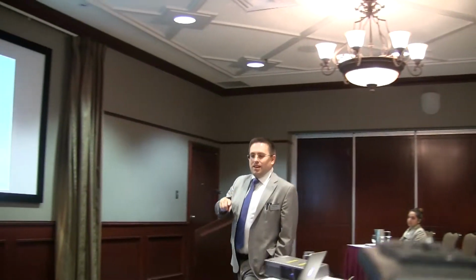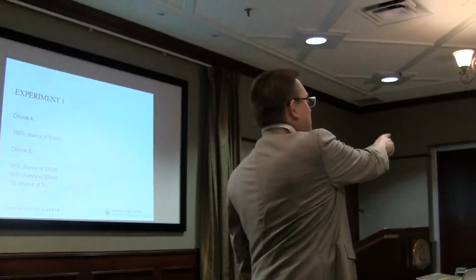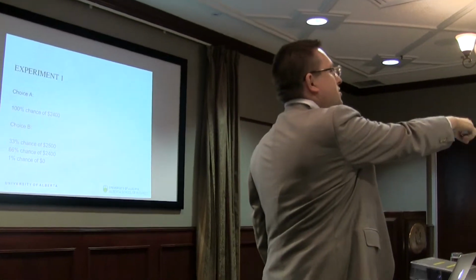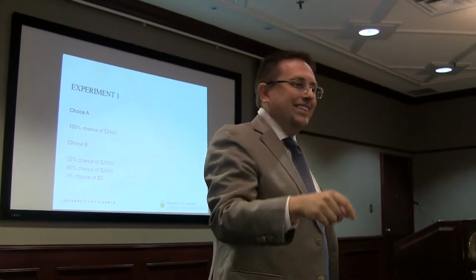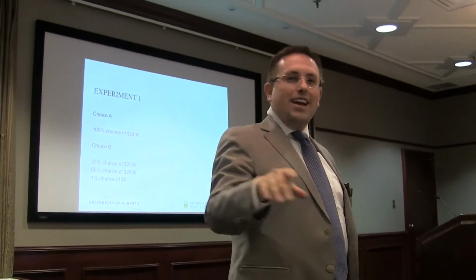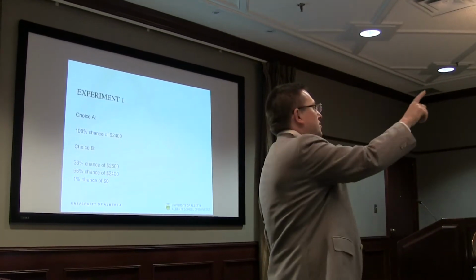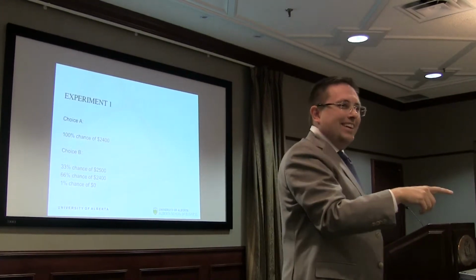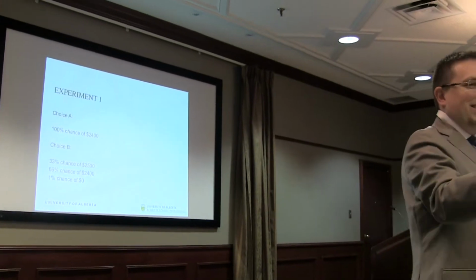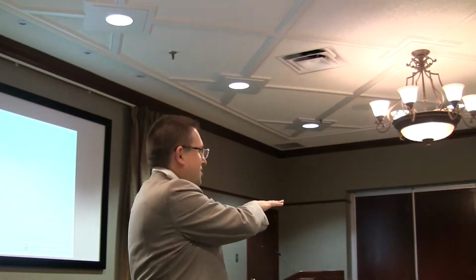So let's see. How many are going to choose A? 1, 2, 3, 4, 5, 6, 7, 8, 9, 10. Okay. 11? Okay. So 10 for A. And then how many are going to choose B? 1, 2, 3. We got some on the board. Okay, anyone over there? Nope.